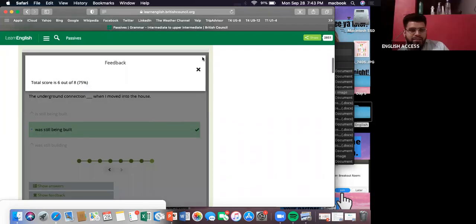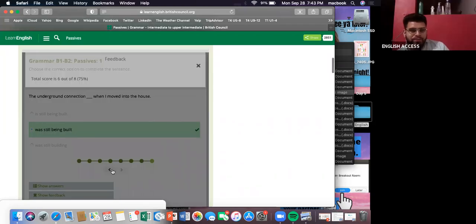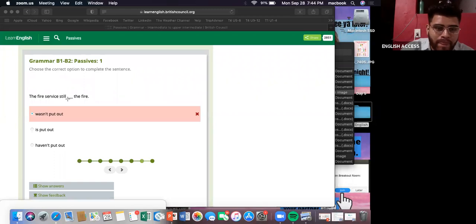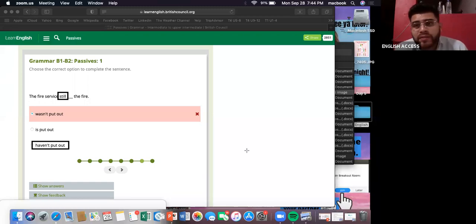6 out of 8. Let's check our mistakes. This one. Now, whenever you see the word still, it is usually going to be accompanied by the present perfect. I still haven't seen the movie. Okay, it's going to be the present or the present perfect. I still live in Acapulco.